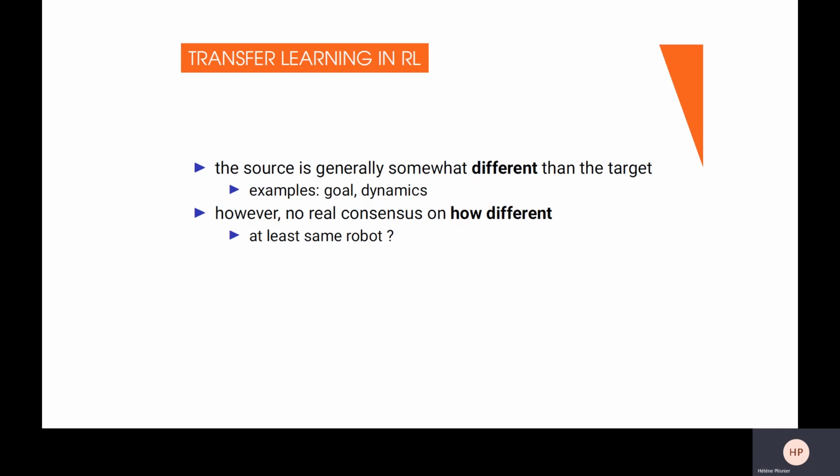There's no clear consensus on how the source and the target must differ. It is often the case that they are fairly different. Maybe the source task is a bit simpler than the target task, and the target task more sophisticated. But they are often related. Otherwise, it's really difficult to transfer anything from the source to the target.